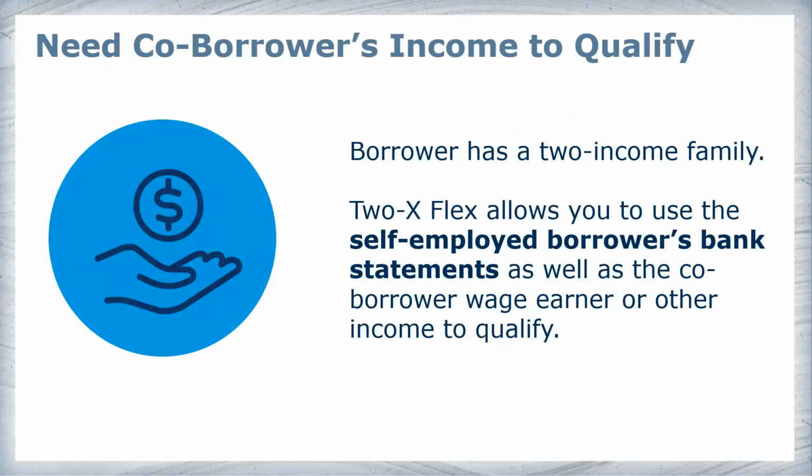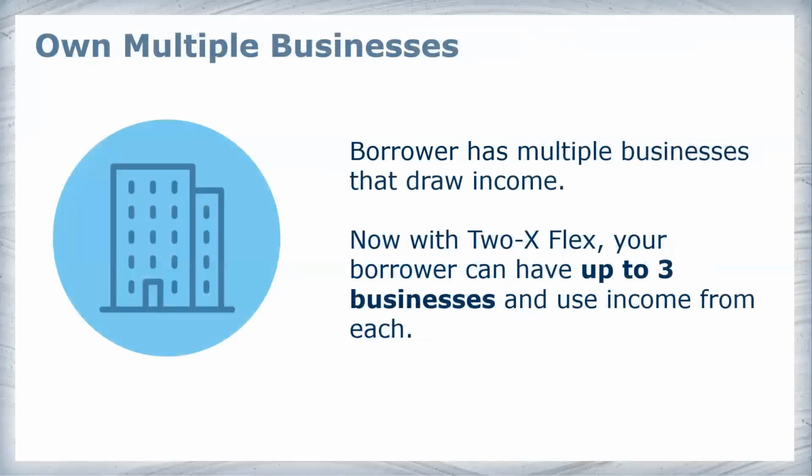Your borrower may be a two-income household, and so the 2X Flex allows a self-employed borrower to qualify using their bank statements, and then the wage earner to qualify if they are a salaried co-borrower. So this is a great option to be able to blend the two together. It's also great for your borrowers who maybe own more than one business. And with the internet being as viable as it is to be able to start businesses, there are lots of people out there who own more than one business.